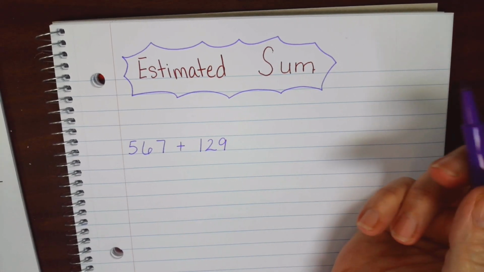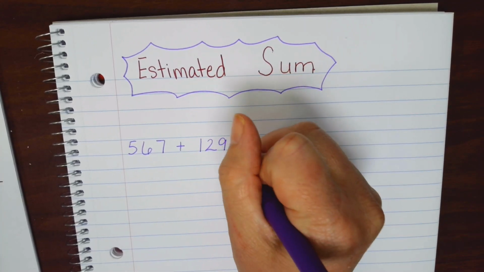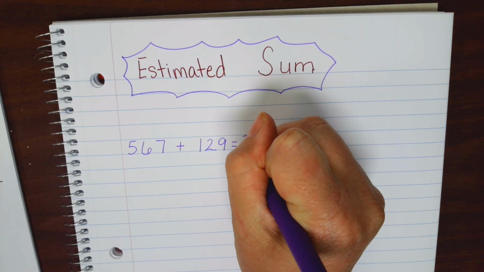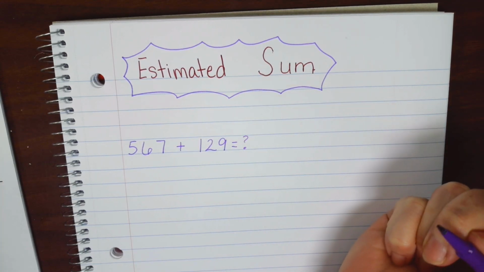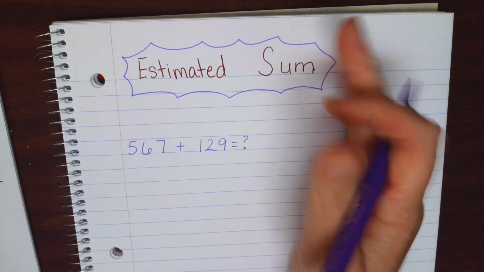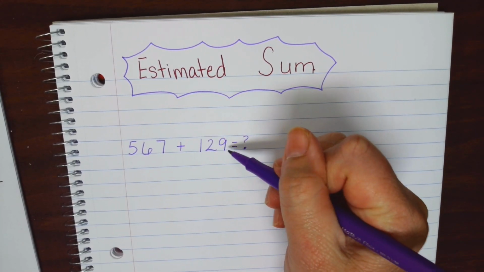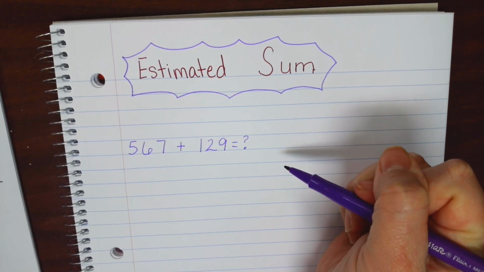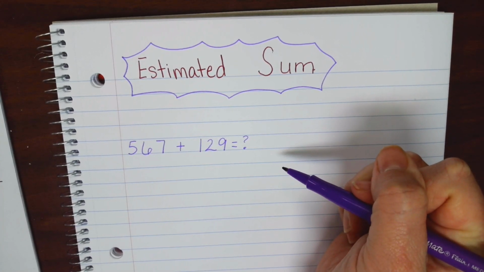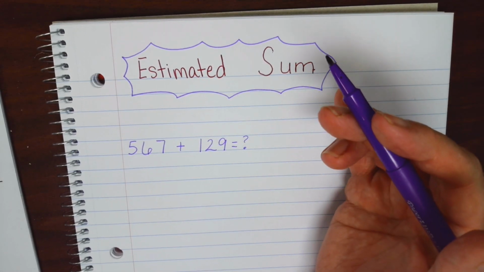Alright, ladies and gentlemen, we're going to be working with estimated sums. What makes them reasonable? Well, this was a very hard question when I was a kid because I liked exact. I wanted the exact answer, and I would miss these because I would add both of these numbers together and then I'd round the sum after I added them together, which in my mind was the correct way.